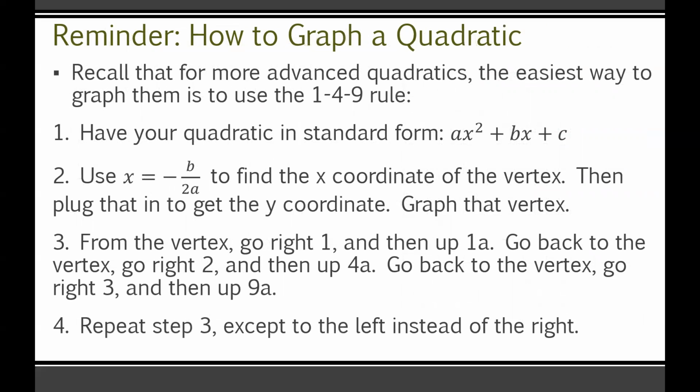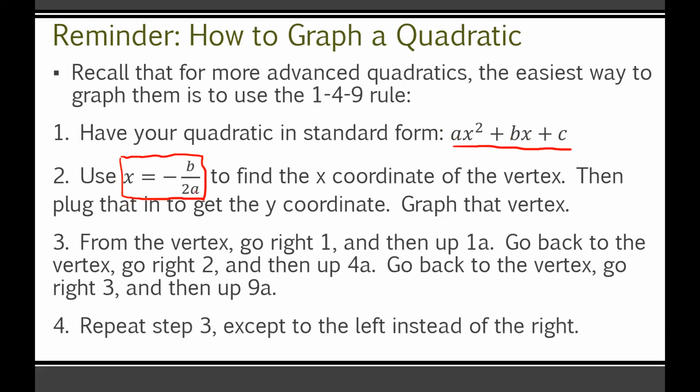Anyway, so here's a quick reminder. That quadratic was relatively easy to graph because it was literally just x squared. If you have a more advanced quadratic, though, the easiest way to graph them is to use the 149 rule, which we kind of used on that one. But there's a little bit more to it when you have a more advanced quadratic. Step number 1 is make sure you have your quadratic in standard form. That's ax squared plus bx plus c. The other side should just be your y. Just make sure you have this all ready to go first. Then use a little formula, and this is not on your formula sheet anywhere. It's part of your quadratic formula, so technically I guess it's kind of on your formula sheet, but it's not explicitly given.